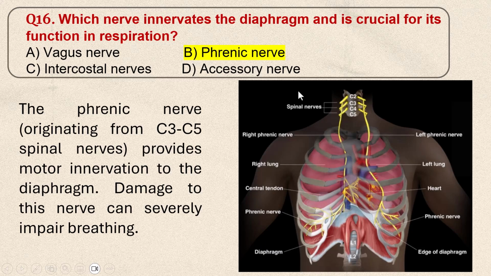Phrenic nerve. You can see the phrenic nerve originating from the C3 to C5 spinal nerves. You can see it here, and it provides motor innervation to the diaphragm. It goes down and innervates the diaphragm. So damage to this nerve can severely impair breathing.